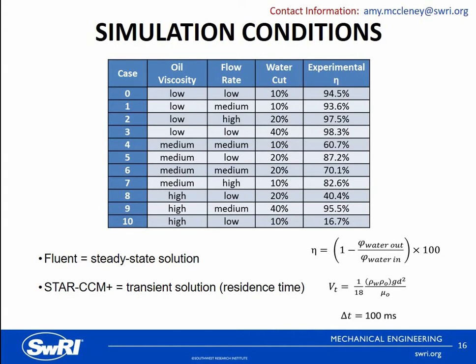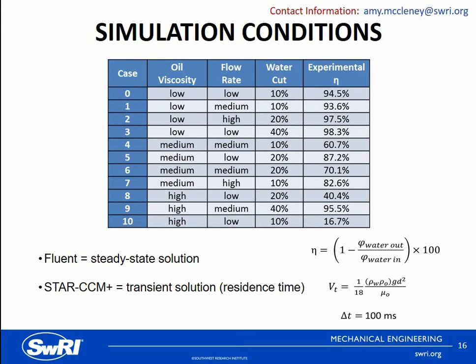So simulations were conducted for 11 combinations of 3 different flow rates, water cuts, and 3 viscosities. You can see the range of experimental efficiencies that were used for comparison for the simulations in that last column there in the table, where the highest efficiency is around 98%, while the lowest is 16%.